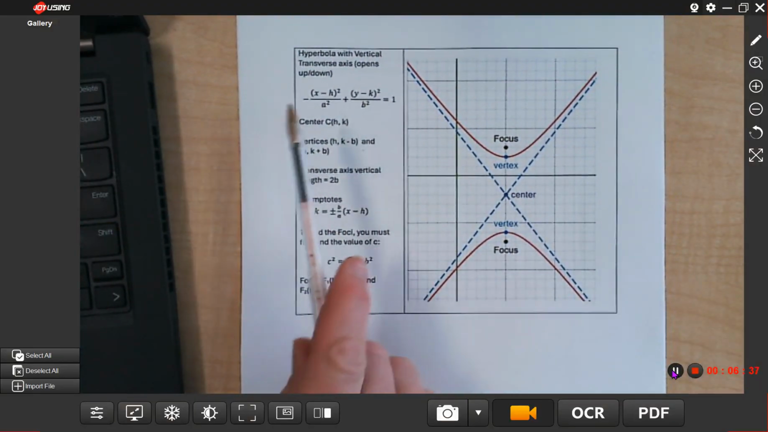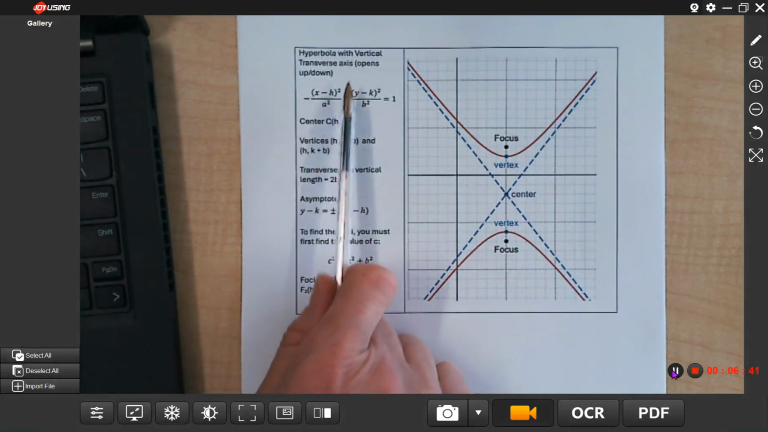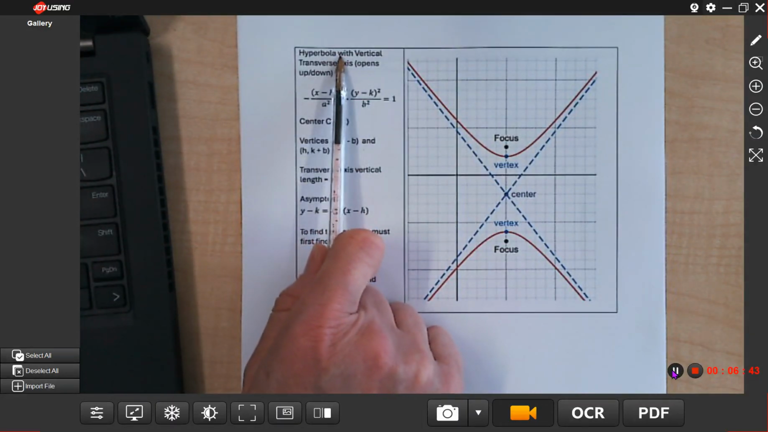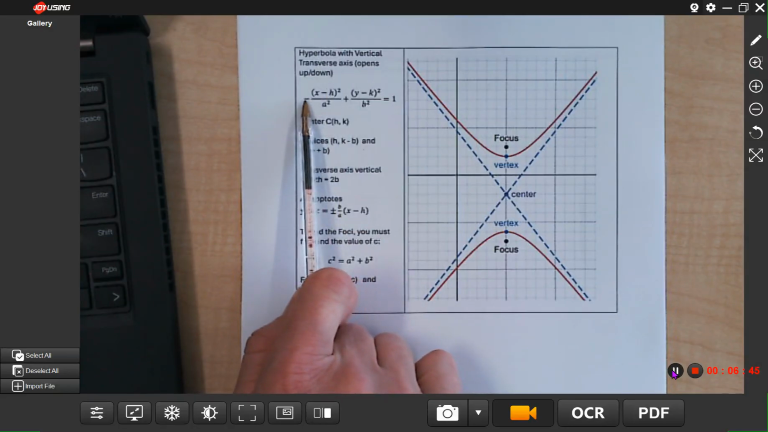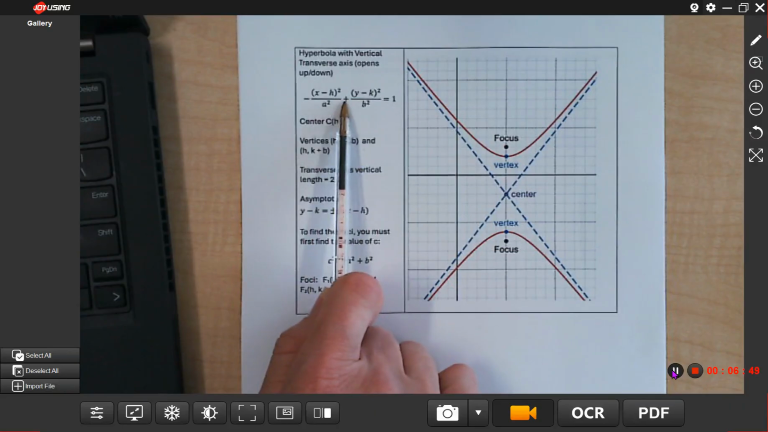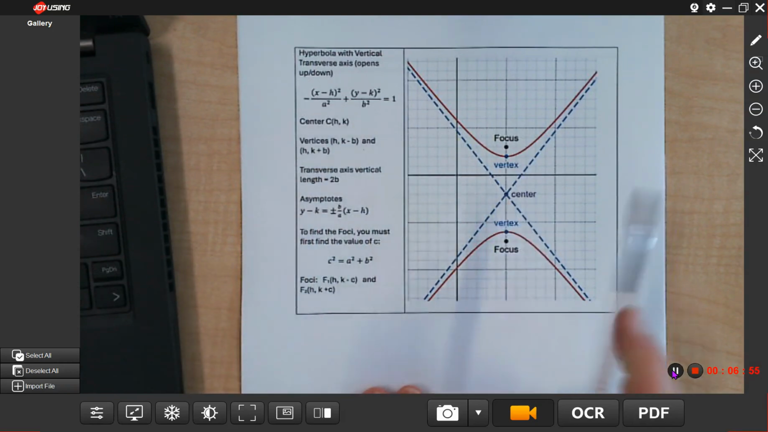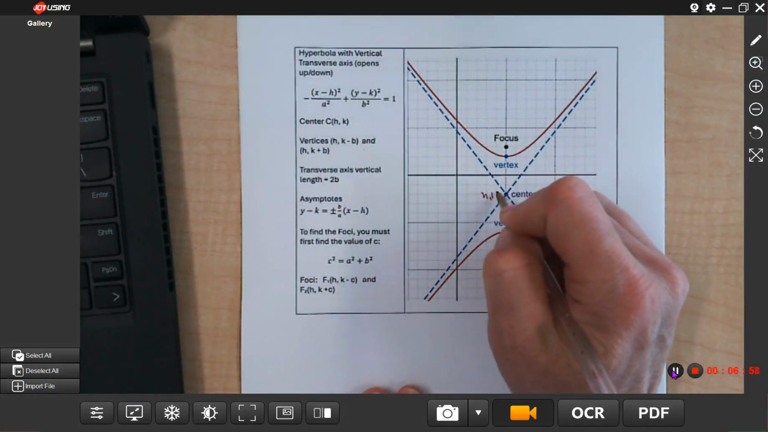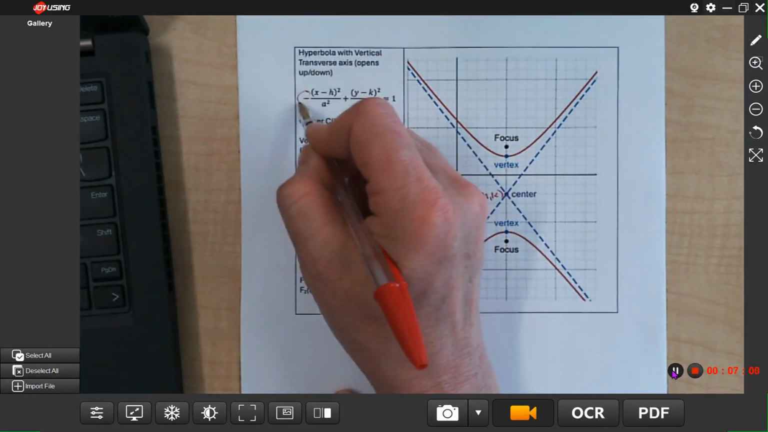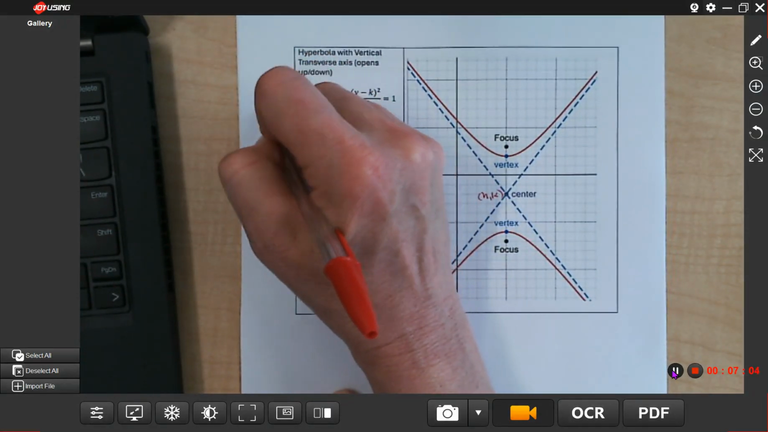So we'll do this one a little faster. Notice the only difference between the one we just did and this one with a vertical transverse axis is that the x term is negative, and everything else is the same in the equation. Like in all of these conic sections, the center is (h, k), so there's the center. The fact that the x term is negative means that it opens vertically.